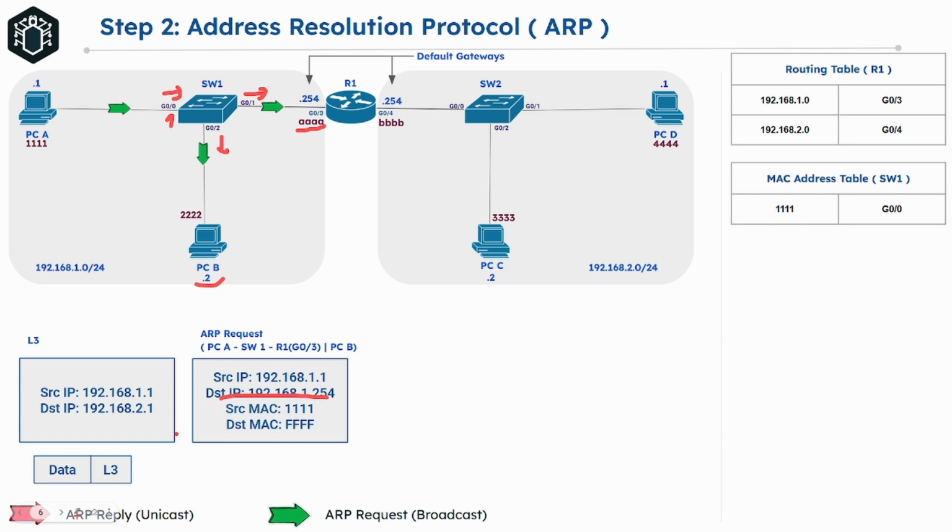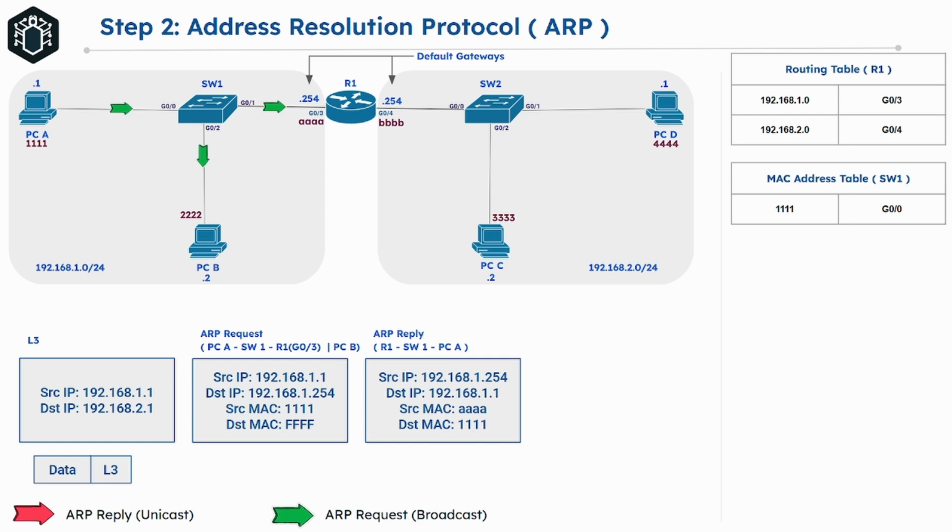For example, a broadcast message received on PCB will be discarded because the destination IP 192.168.1.254 is not going to match with PCB's IP 192.168.1.2. So, only the device with the matching IP, which is the router in this case, will respond. So now the router recognizes its IP and sends back an ARP reply. Now, let's look at the ARP reply sent by the router in detail.